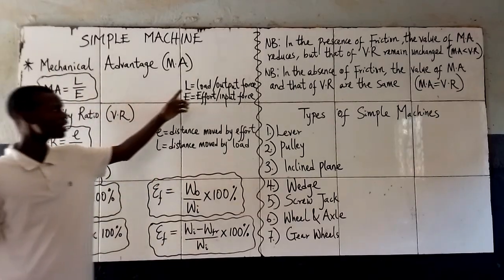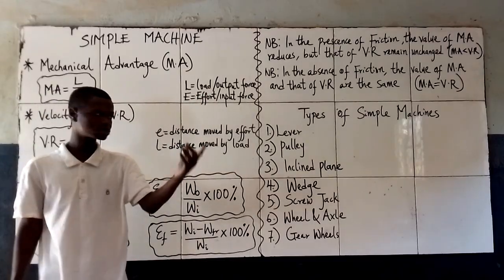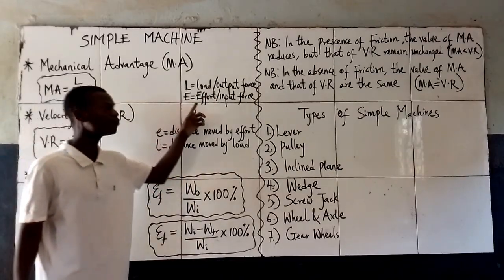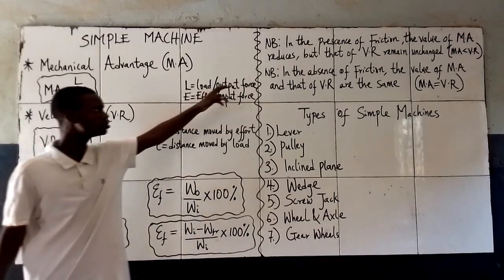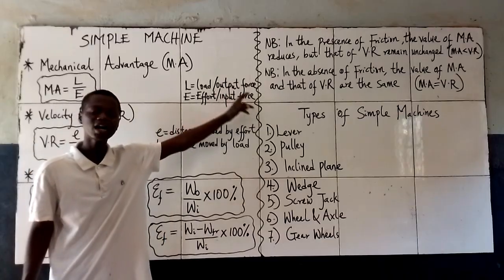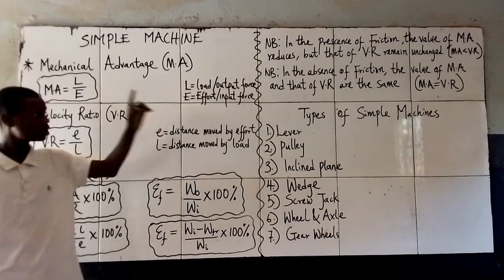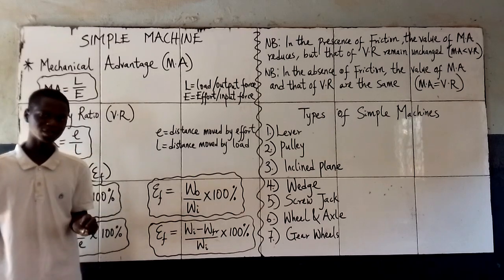Okay? Now L here is the load, or it's also called the output force. E here is the effort, and it's also called the input force. So when you do a ratio of the load and effort, or you say the output force to the input force, what you will get is called the mechanical advantage of that machine.